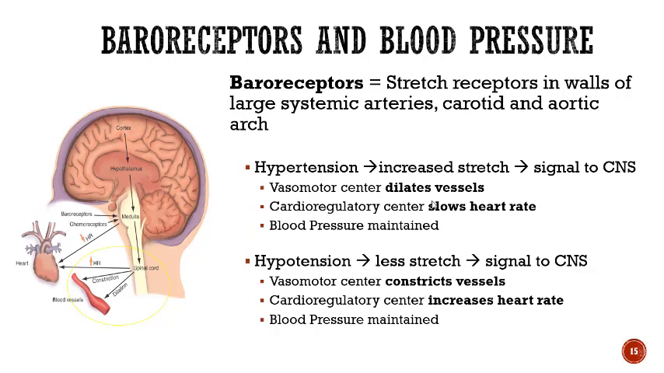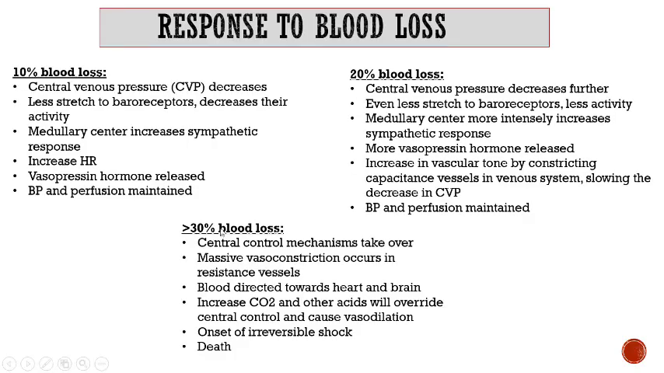If you're hypotensive or you have hypotension, it's going to recognize that there's less stretch. It's going to send a signal to your central nervous system. And what that vasomotor center is going to do is vasoconstrict those vessels. So we talked about that. It's going to make those vessels smaller, which is going to increase that pressure. And then your cardioregulatory center is going to increase your heart rate, and it's going to try to maintain your blood pressure that way. Because again, the goal is always to maintain your blood pressure, keep that perfusion going to all of your organs and tissues so it can meet your body's metabolic needs.